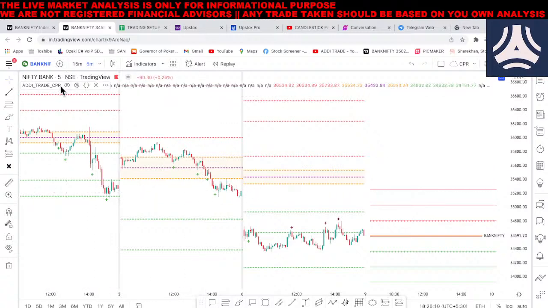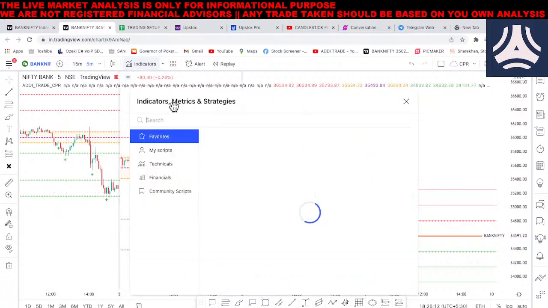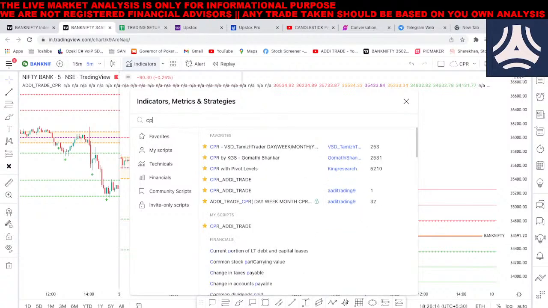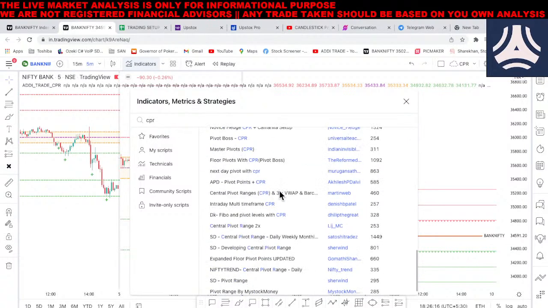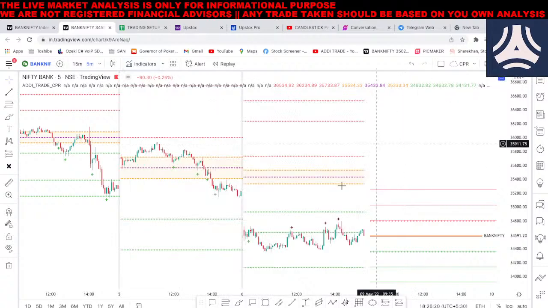See, how you can get the CPR indicator is, just go to the indicators and type in CPR. You have thousands of CPR indicators. You can choose any one and adjust it as per your needs. If you need this particular indicator that I'm using, this is a custom indicator that I've made for myself for ease of use. If you need this, it is for free. There is no charge or anything.